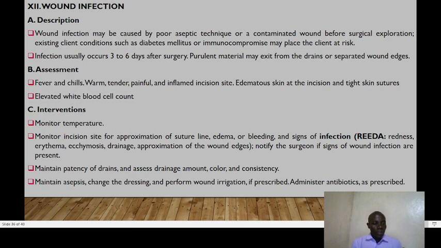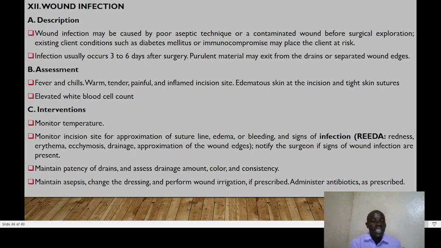The patient may present with fever and chills, and could also have a warm, tender, painful, and inflamed incision site. Skin could be edematous at the incision with tight skin sutures. Patient could also have elevated white blood cells on the CBC report. For the intervention, you need to monitor the temperature.